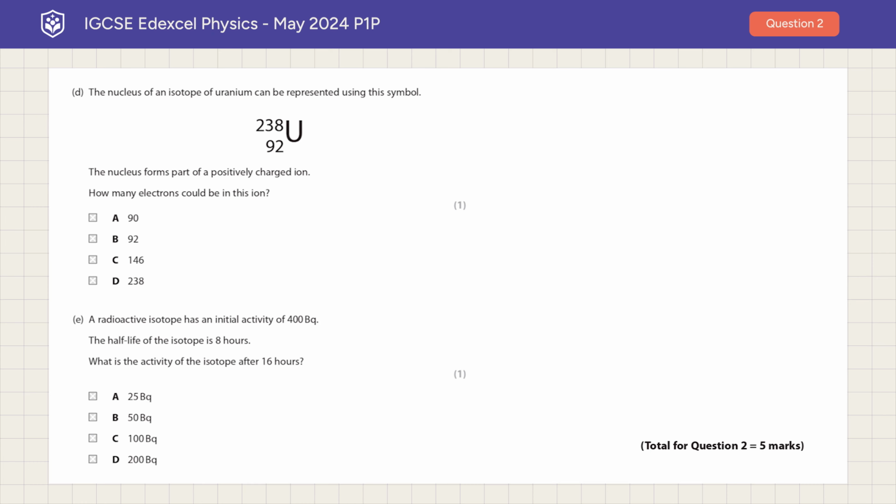For part D, we have a uranium nucleus with 92 protons. To be a positively charged ion, it must have fewer electrons than protons. So we're looking for the option with, say, 90 electrons.